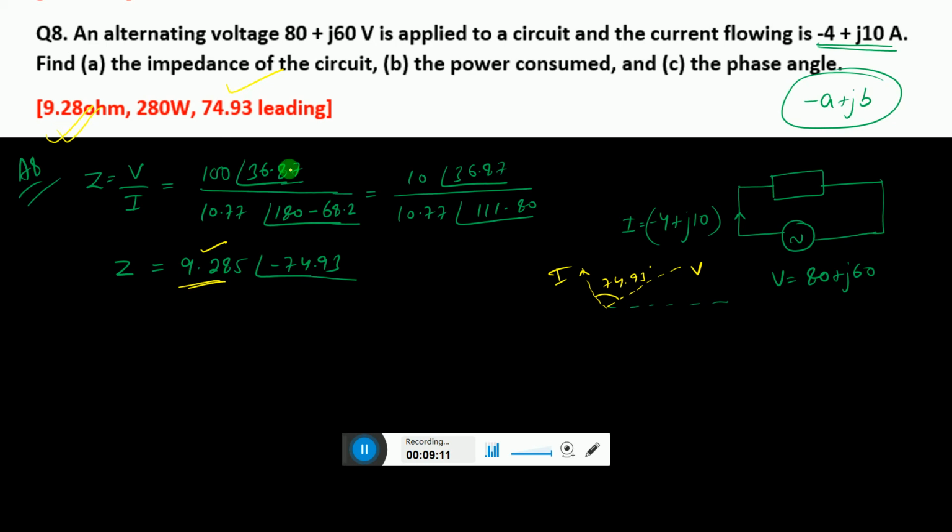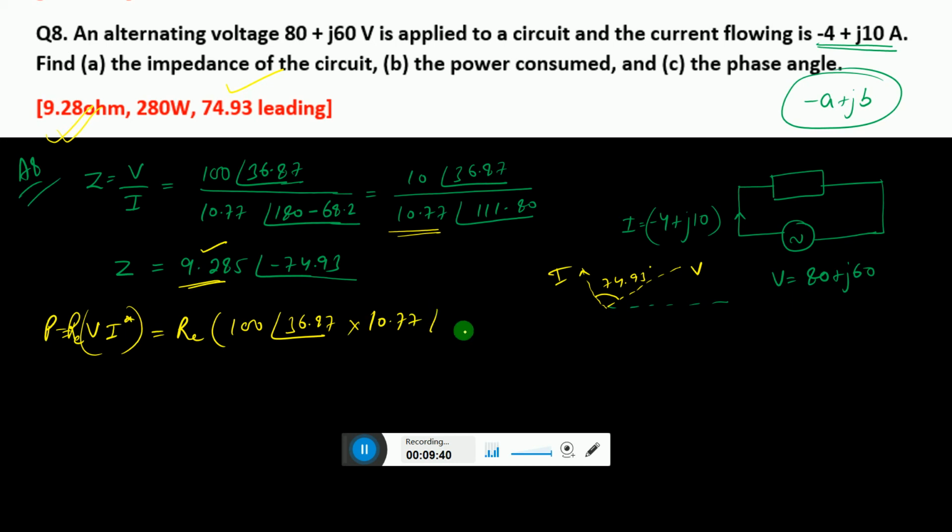Now the power has been asked. So the power formula is V I star. The real part of it is the power consumed. So we find the real part of it. Let us evaluate: the value of V is 100 angle 36.87. The current is, this is the value of current, 10.77. Star is the complex conjugate, so this angle will be minus.